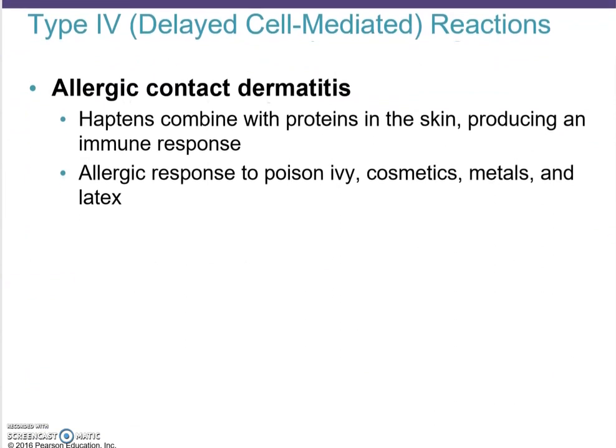So here we have allergic contact dermatitis that happens. So these are small particles, like latex, for example. They will combine with proteins in the skin, and then the hapten becomes an antigen, of course, that's seen by your immune system, and then you're producing an immune response. And here are some examples given. Poison ivy, some cosmetics can cause this, metal ions. A lot of people have nickel hypersensitivity, and then also latex glove type of contact dermatitis.